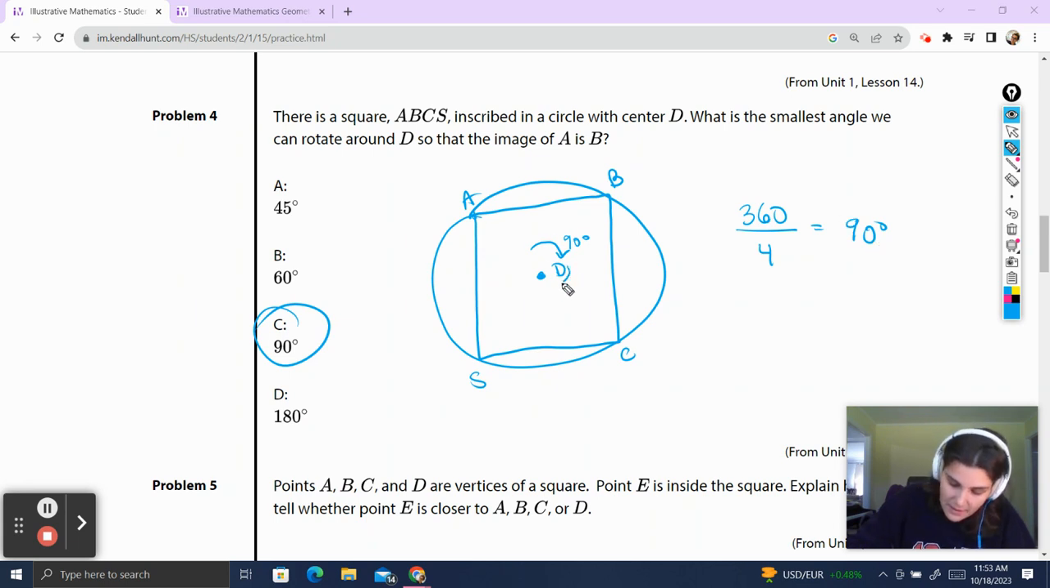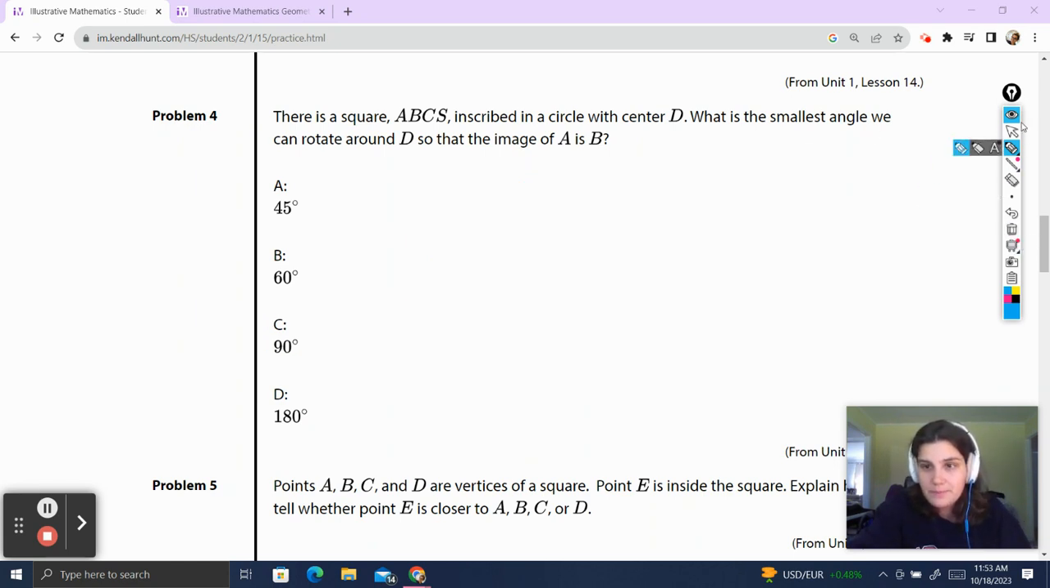If we did a second 90 degrees, A would go to C. If we did a third 90 degrees, or 270 degrees, A would go to S. And a fourth 90 degrees, which would be 360, would bring A all the way back to A. And that is our rotational symmetry for this shape.